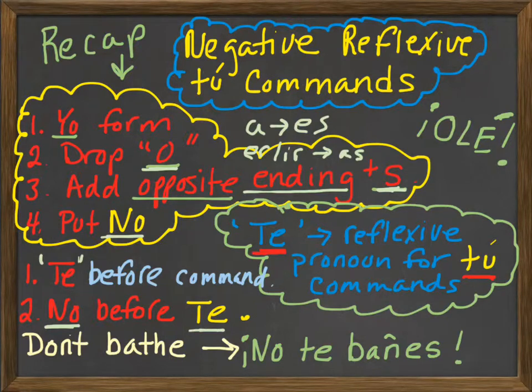Okay? So, for example, if I'm going to say don't bathe, it's going to be no te bañes. And notice I got bañes because I went to the yo form in the present tense of bañar, which would have been baño. Remember, you drop that o, you add the opposite ending, and since it's an AR verb, my opposite ending is going to be an e plus an s, so I got bañes. Okay, that's how I got that part. The reflexive pronoun has to come before the command because it's a negative command this time, and then your no just comes out front.